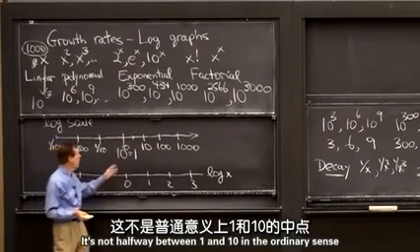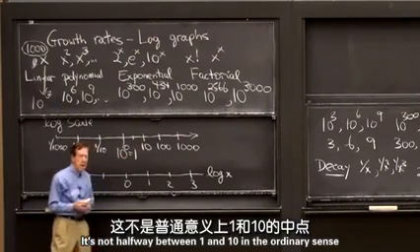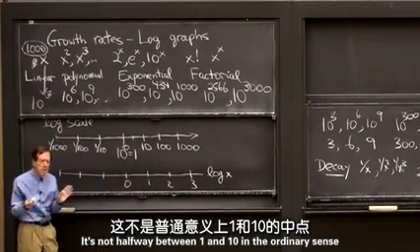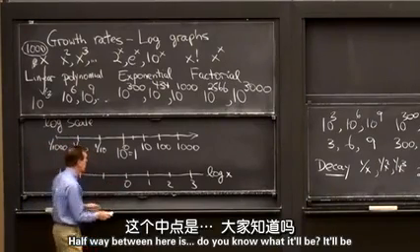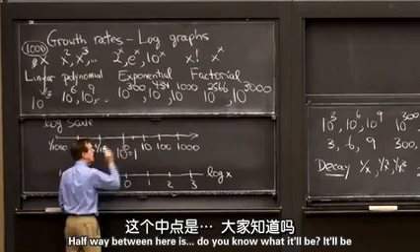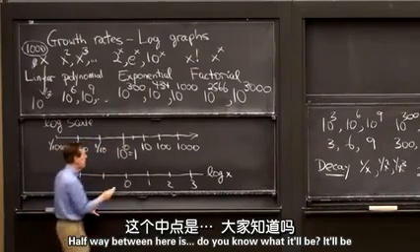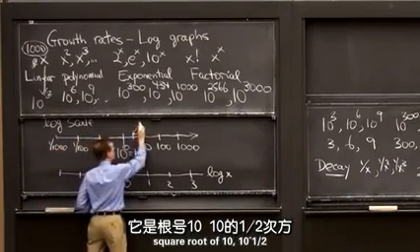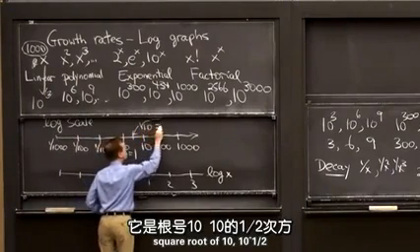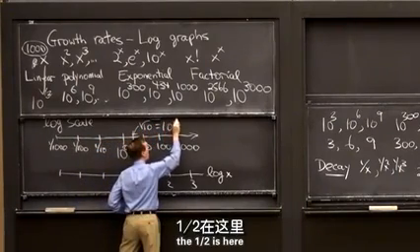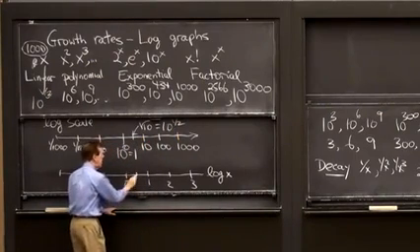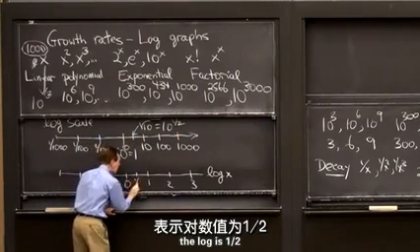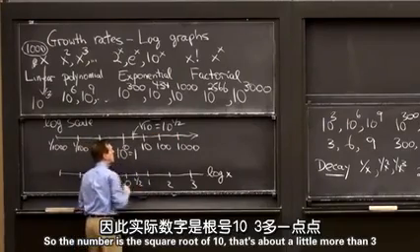It's not halfway between 1 and 10 in the ordinary sense, which is 5.5. No way. Halfway between here is, do you know what it'll be? It'll be the square root of 10, 10 to the 1/2 power. The half is here. The log is a half. So the number is the square root of 10.